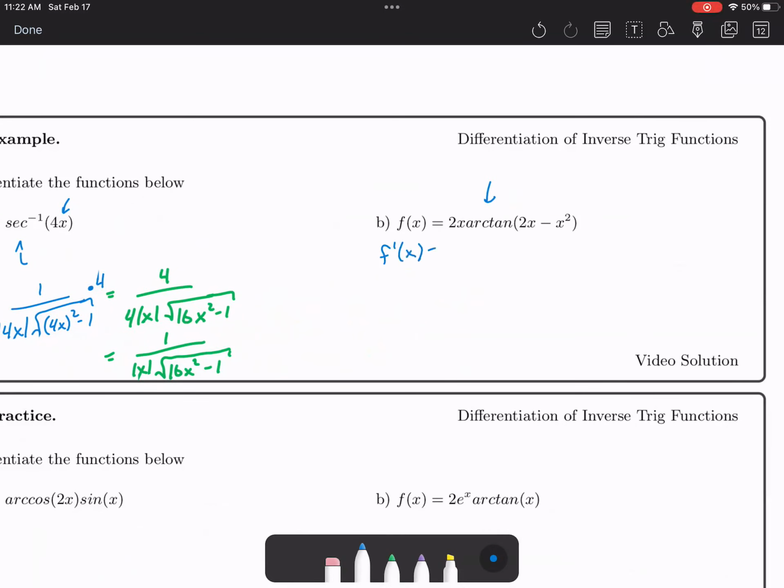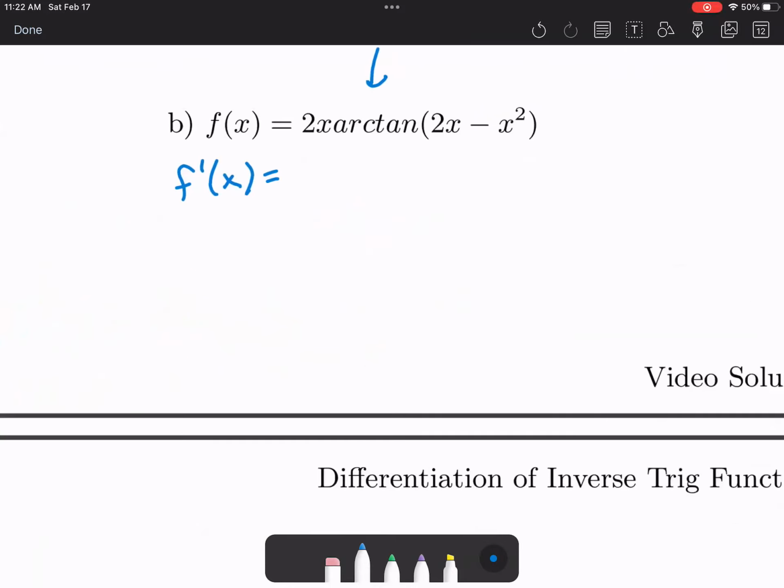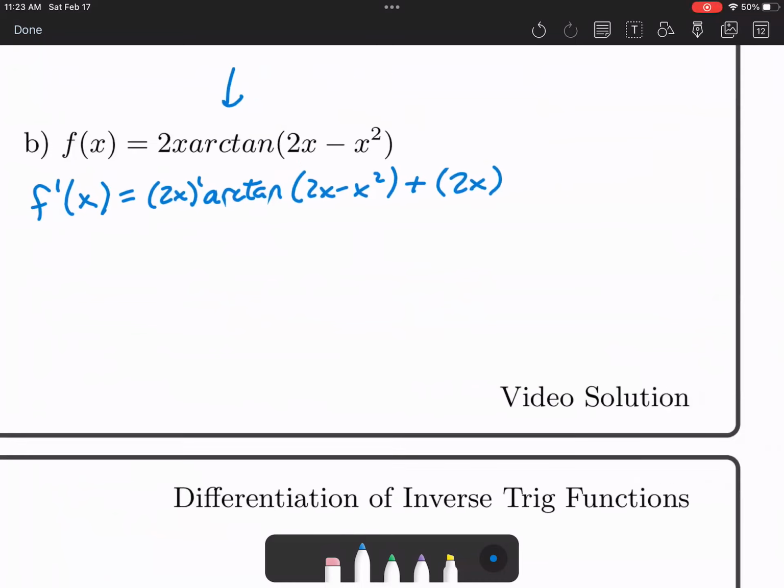If f of x is 2x times arctangent of 2x minus x squared, then we have a product rule. So I'm going to just write out the product rule, and I'm not going to worry about my derivatives until later. I'm just going to remind myself that I have to differentiate things. So I'm going to differentiate the 2x, and I'm going to copy down the arctangent of 2x minus x squared. I'll add to that the copied down version of 2x, and now the derivative of the arctangent part.